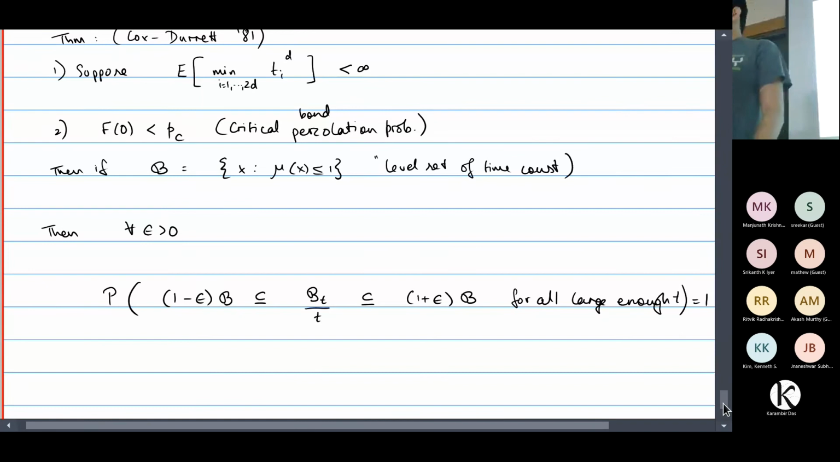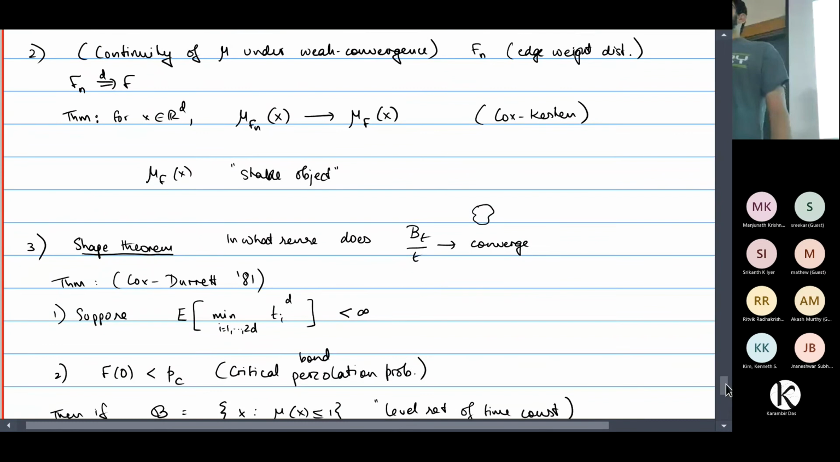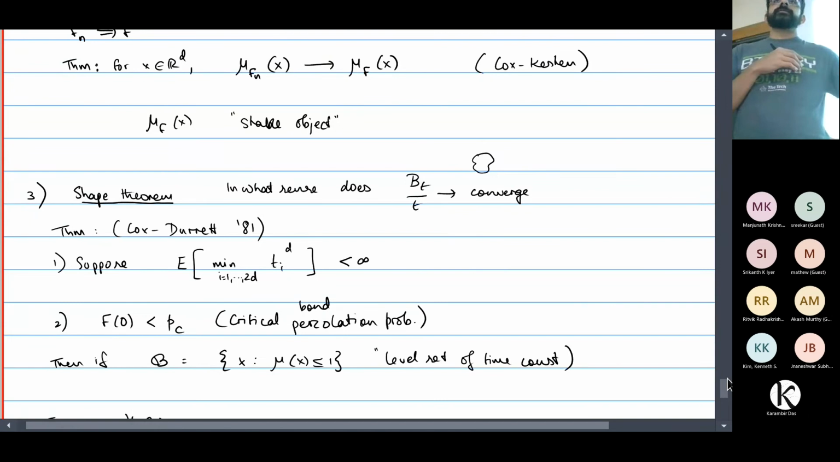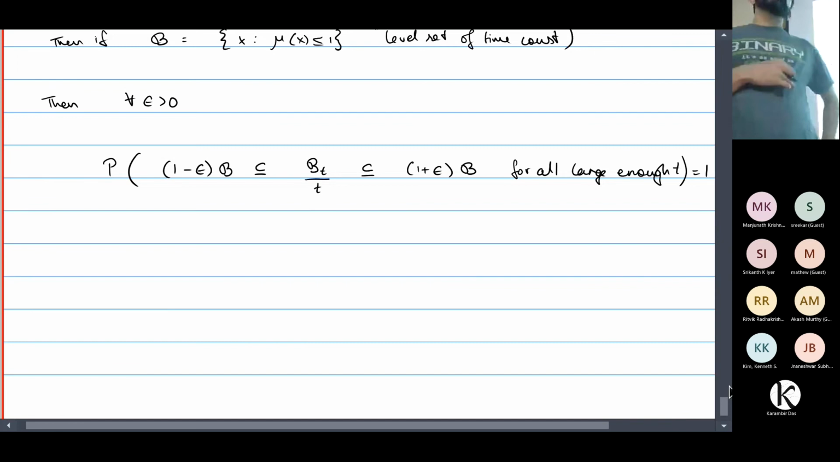So another famous theorem is the one that probably answers Nishant's question initially: if Fn converges to F, then the shapes also converge. You can combine both results. Now you know that the limit shape is given by mu, and the convergence of sets will follow from this. Yes, this is the two and three together. Mu is continuous as a function of x, under some moment condition. If the weights are bounded, for sure it is. I'm always thinking about bounded weights.